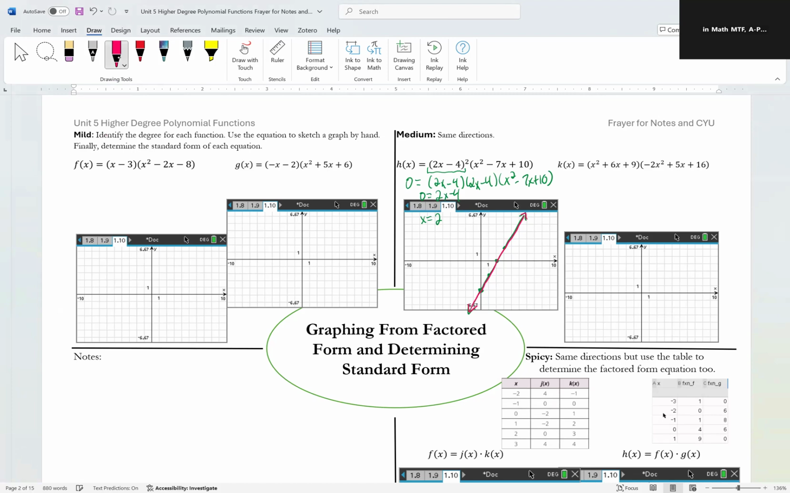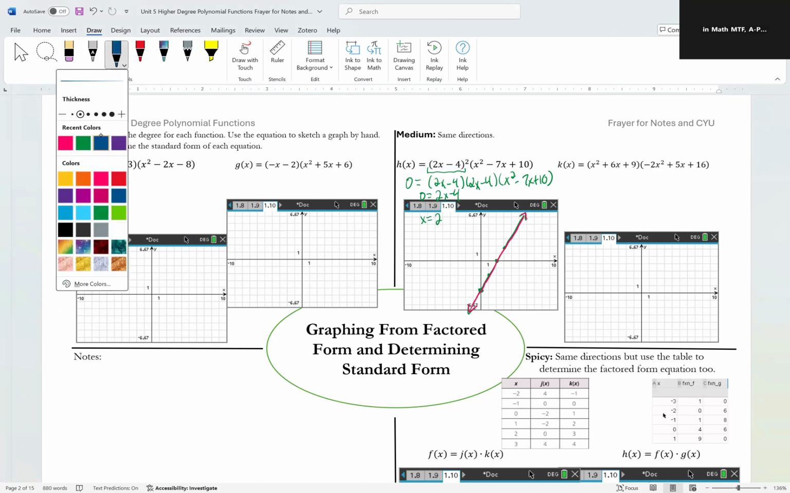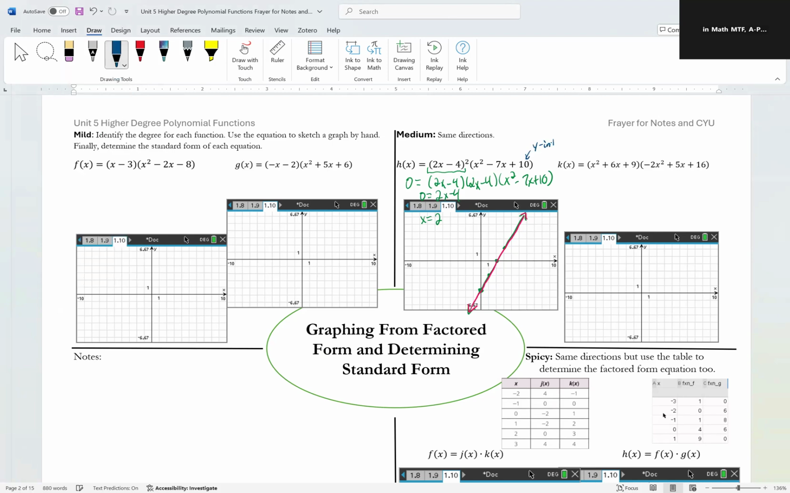Then I have to graph x squared minus 7x plus 10. I already know it has a y-intercept of 10. I know it's concave up because a is positive. But I also really need the roots, and there are a few ways to find the roots of that quadratic. I am personally going to use the area model to factor it.